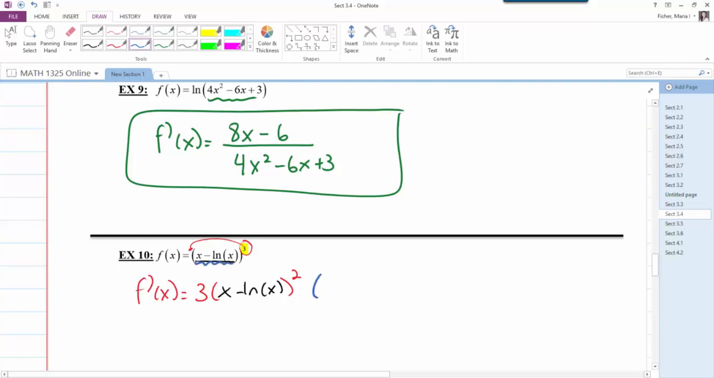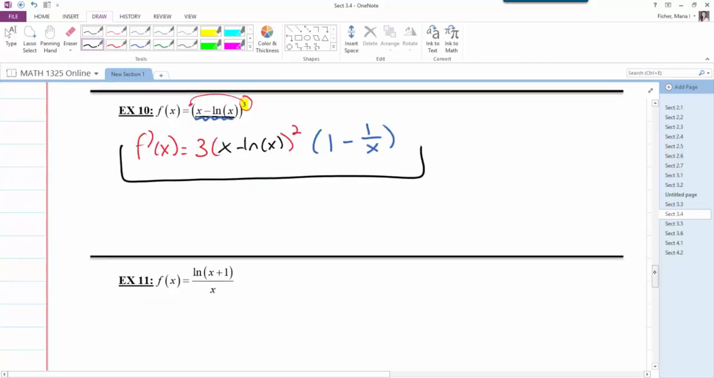Well, what's the derivative of x? The derivative of x is 1. What's the derivative of the natural log of x? Well, the derivative of the natural log of x is the derivative of the x, which is 1 over x. And again, that's it for number 10. Let's keep going with the next one.